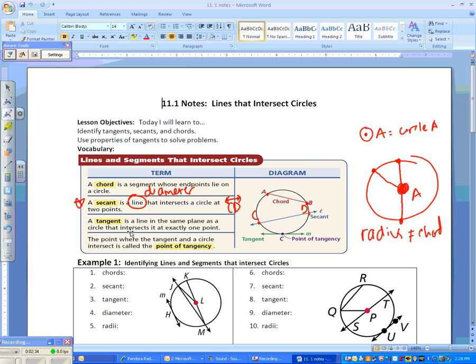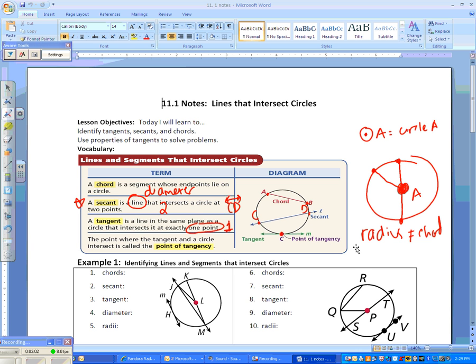A tangent is also a line, but it's a line that hits the circle only one time. So a secant hits it two times, a tangent hits it one time. Write that down, please, in your notes. If you notice the green line M, it hits the circle only once. So that's a tangent, and we're going to talk about tangents a lot. The point where the line hits the circle is called the point of tangency, the point where it hits it one time.